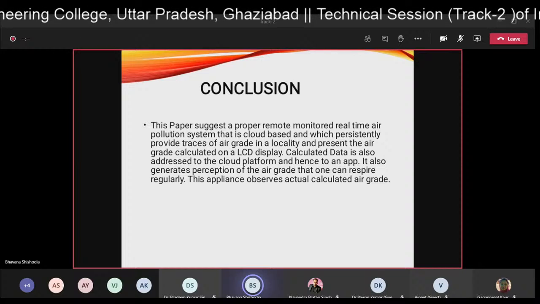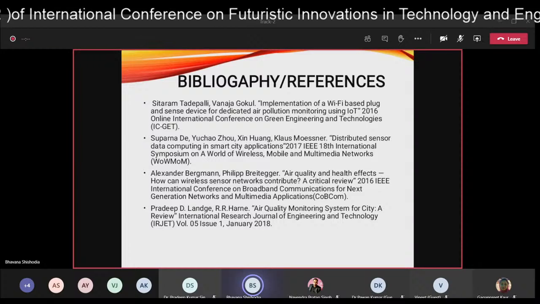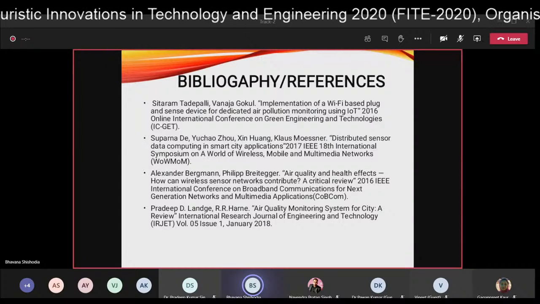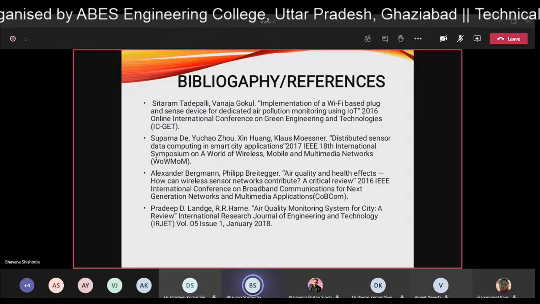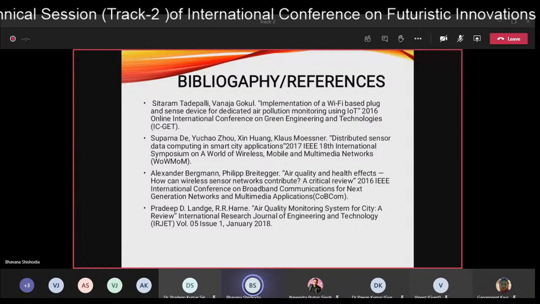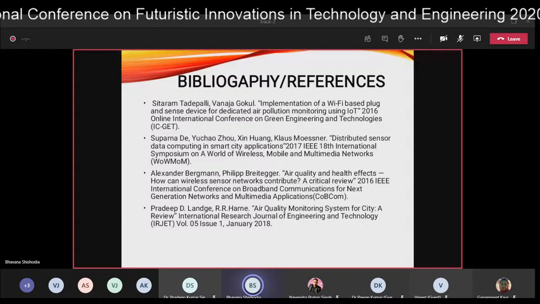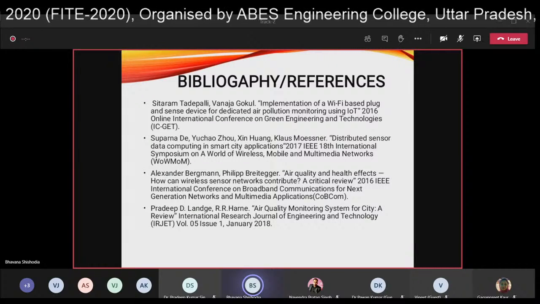So these are our references. Our references are totally based on how we can employ sensors and how we can send data through Wi-Fi. It is a totally IoT based project so that everyone can access the sensors, everyone can access the data and knows about the situation.